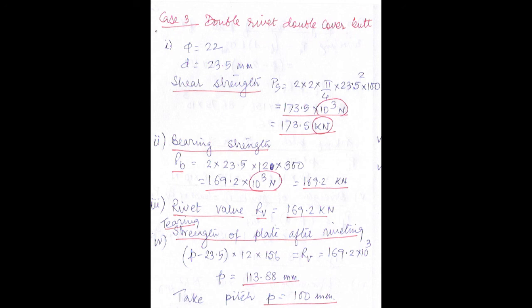Let us go to the fourth step, tearing strength of the plate after riveting. Just like the previous problem we have done. What is that? P minus D into T into sigma AT. And that we should equate with the rivet value, because this value, that means the tearing strength of the plate after riveting, should not exceed the rivet value. So from here we have to find out the pitch. So pitch is 113.88 millimeter. Let us approximate it as 100 millimeter. Here you may assume it as 110 also, 115 also. So this is up to your approximation, whatever you feel like you can assume.